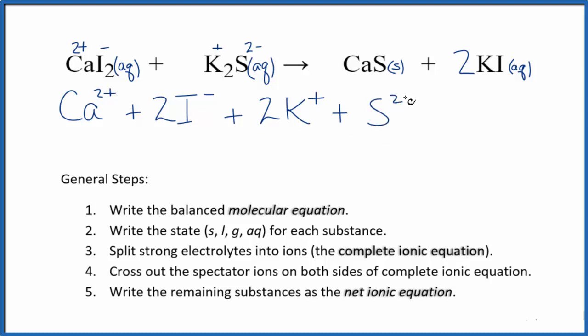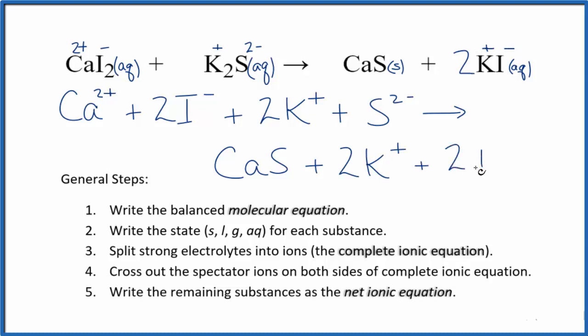So these are the reactants in our net ionic equation. For the products, we don't split solids apart in net ionic equations. So that'll just be CaS plus we have 2 potassium ions again and 2 of the iodide ions, I minus, just like the reactants. So this is the complete ionic equation for CaI2 plus K2S.